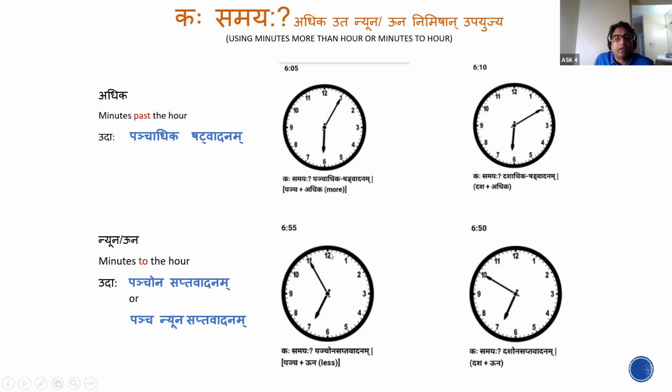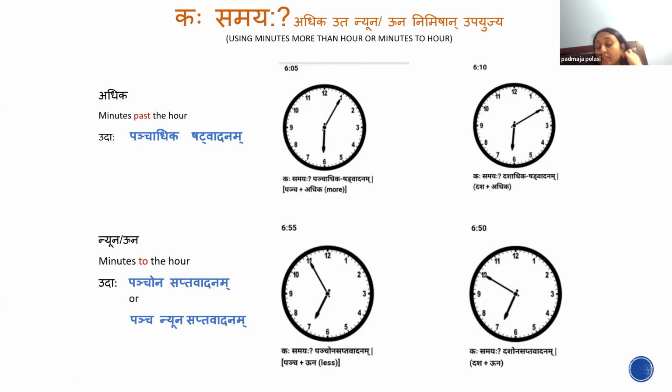Dashona saptavadanam. Or if you want to tell using 6, how will you say something adhika? What adhika? Panchashat, right? Yeah. Ardha adhika. No, not sartha. Panchashat adhika shadvadanam. This is 50, right? Not sartha. Panchashat adhika. So what will it be for this one? 6:35. How will you say? First say 35, then you only need to say shadvadanam.